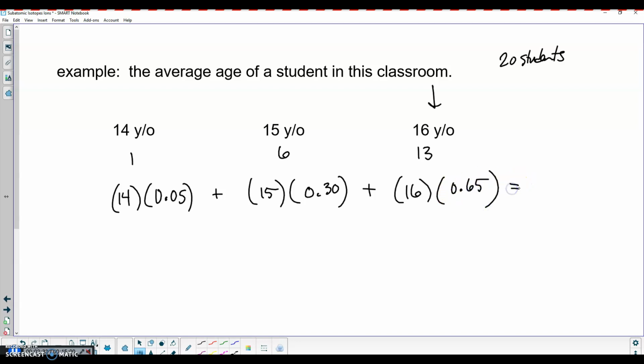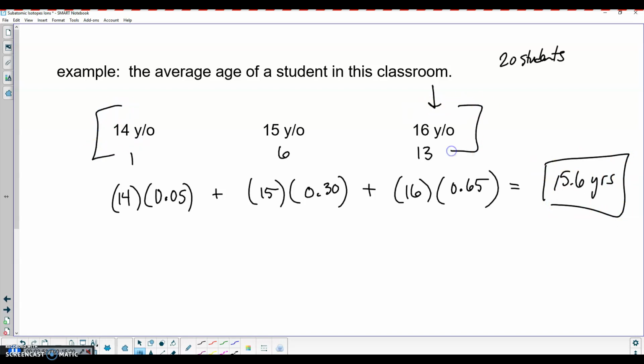When I do the math, I'm going to take 14 times 0.05 plus 15 times 0.3 plus 16 times 0.65. When you do so, it spits out 15.6 years old as the average age of a student in the room. Now look at that: does it fit within the range? Is it between 15 and 16? Yep. And does it make number sense? If you look at this 15.6, it's closest to 16, and it should be, because there are the greatest number of 16-year-olds. So that answer makes number sense.